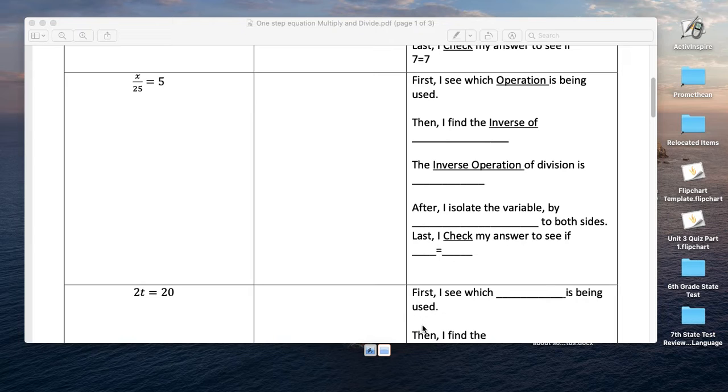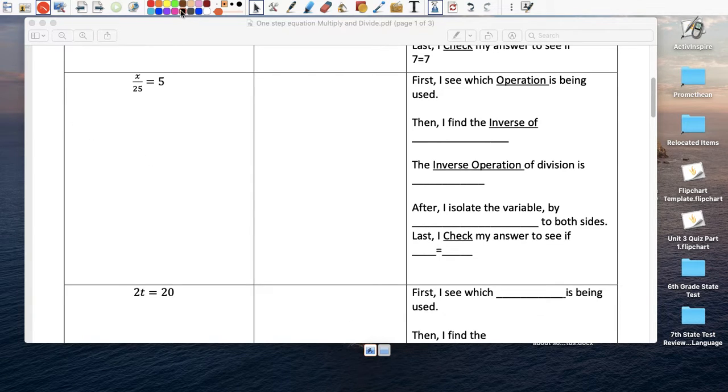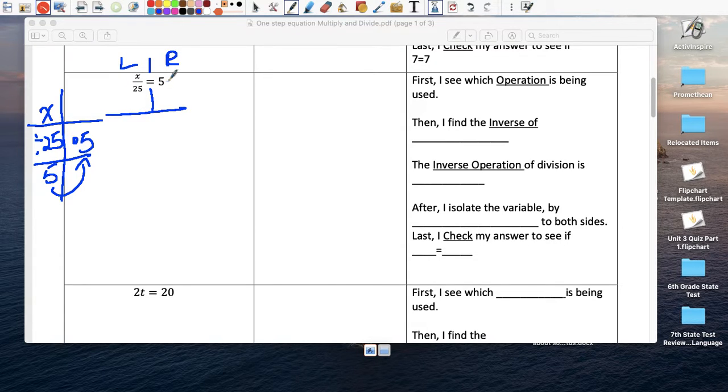This one, again, I have a variable x that is being divided by 25. It equals 5. The inverse operation here would be times 25. Okay, so make a line, left and right. So we're going to multiply this times 25 and this times 25.